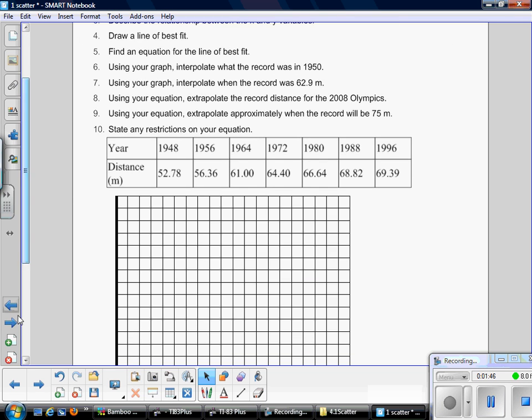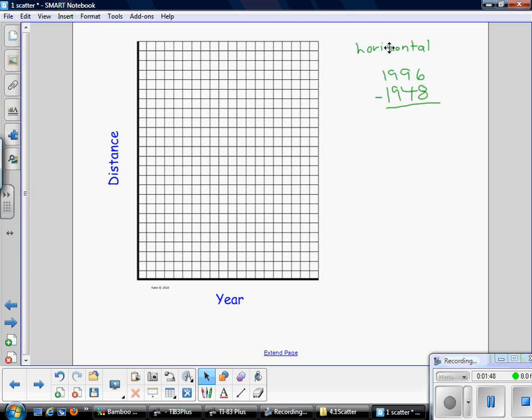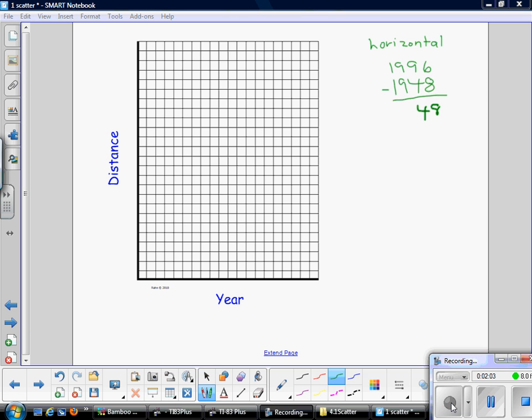So what I would do then with that is for my horizontal distance, depending on which one I'm doing, I'm taking my highest number I have to go to, which is 1996, and subtract my lowest number, which is 1948. And we actually do that subtraction. What we end up with is 48 years. So that means from here to here, I have to go up 48.